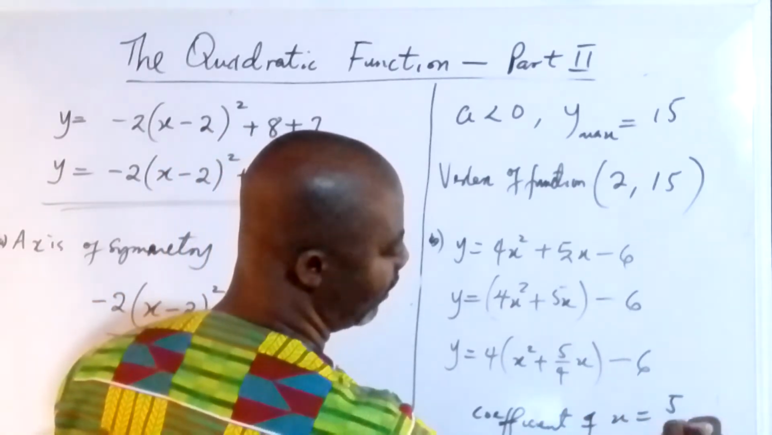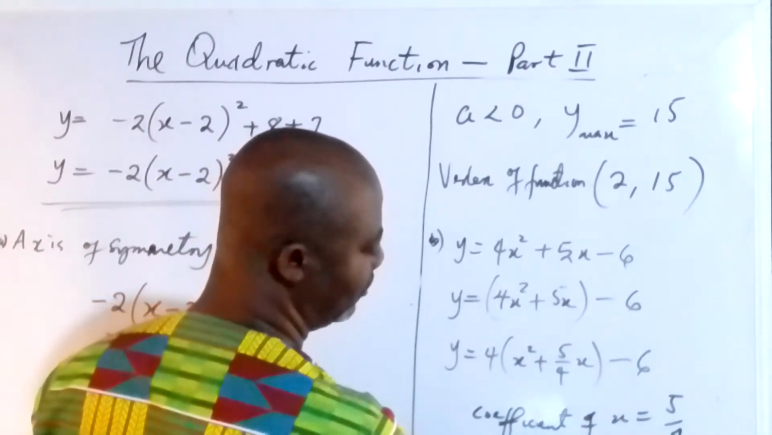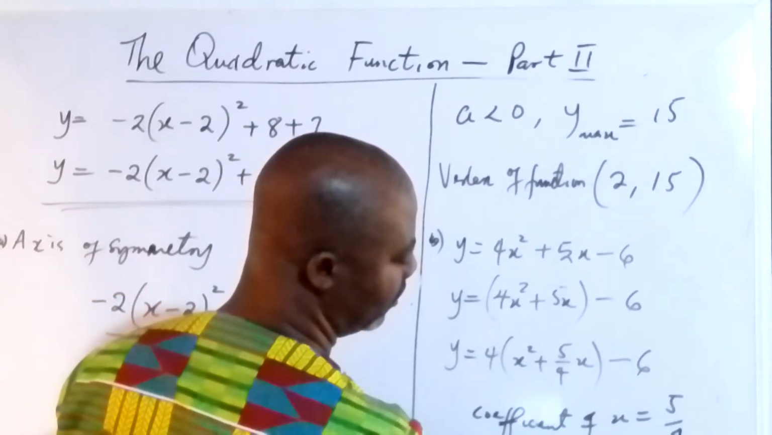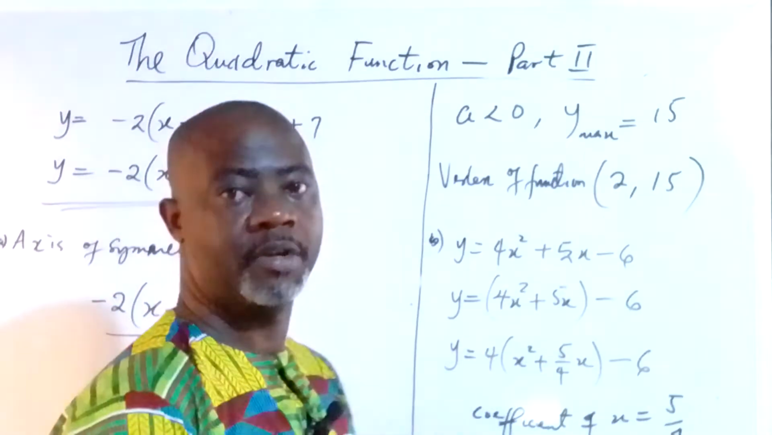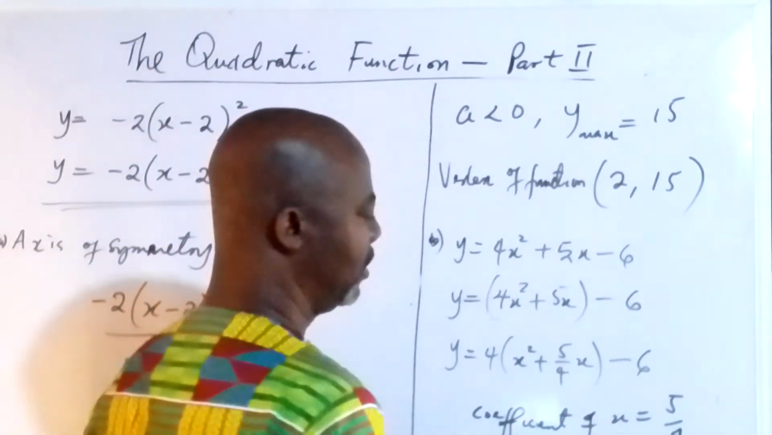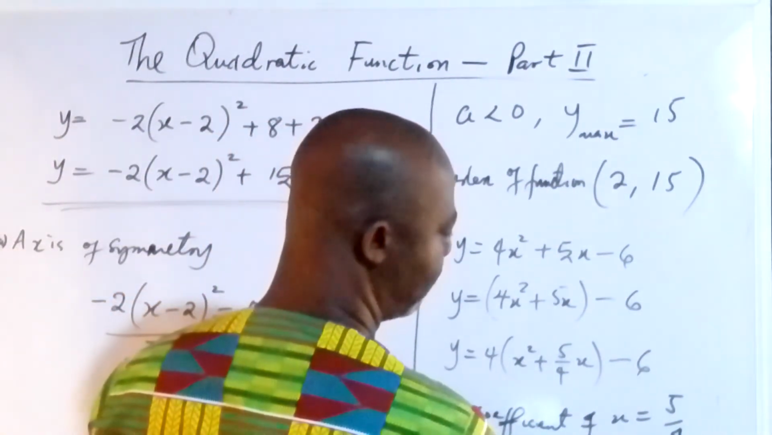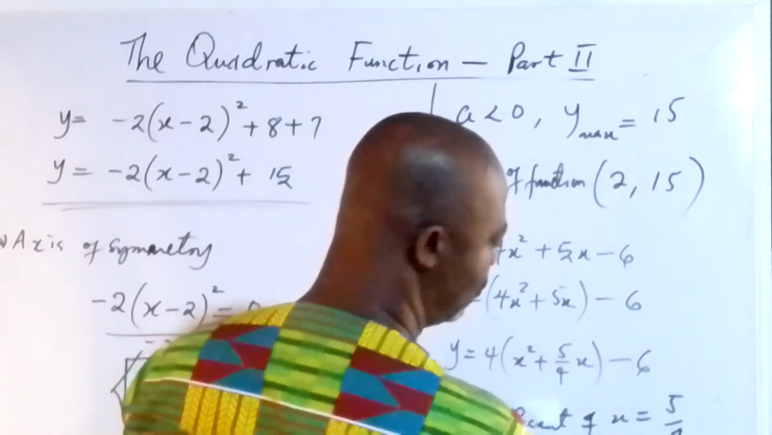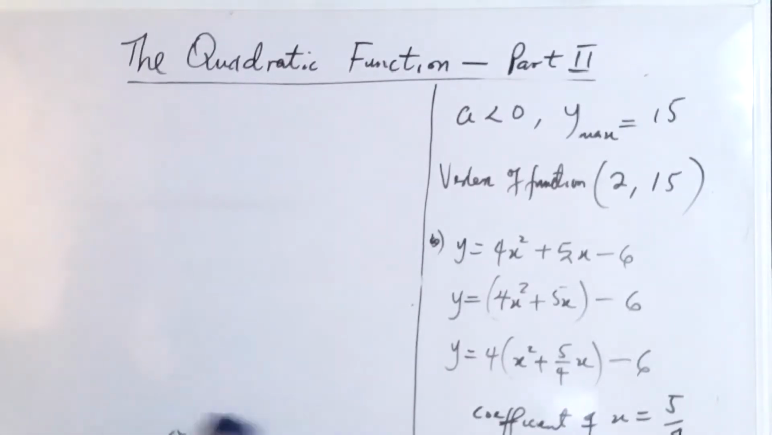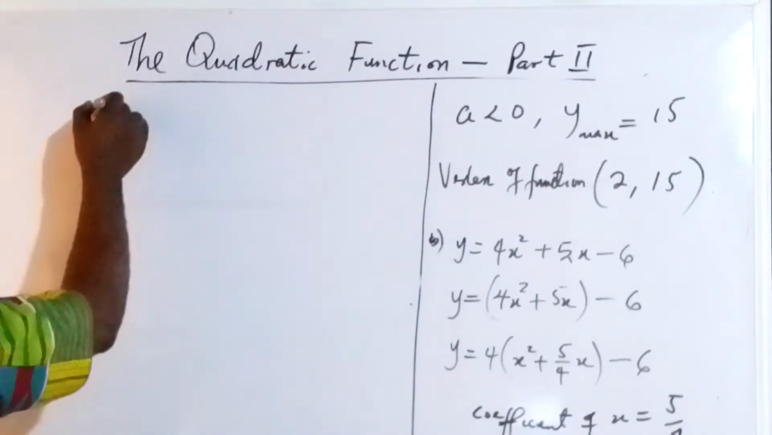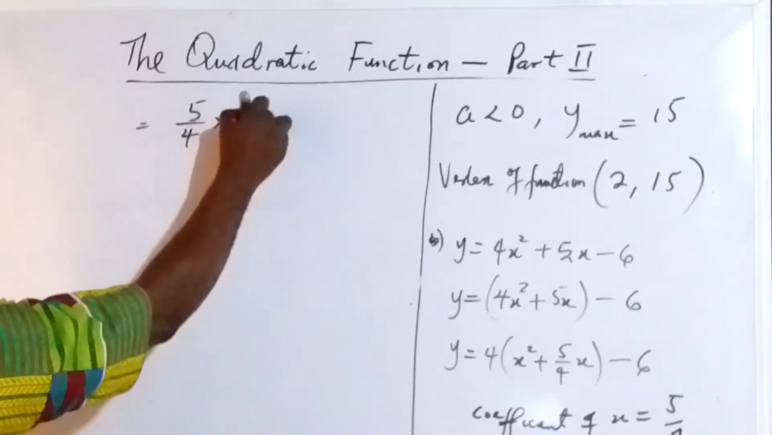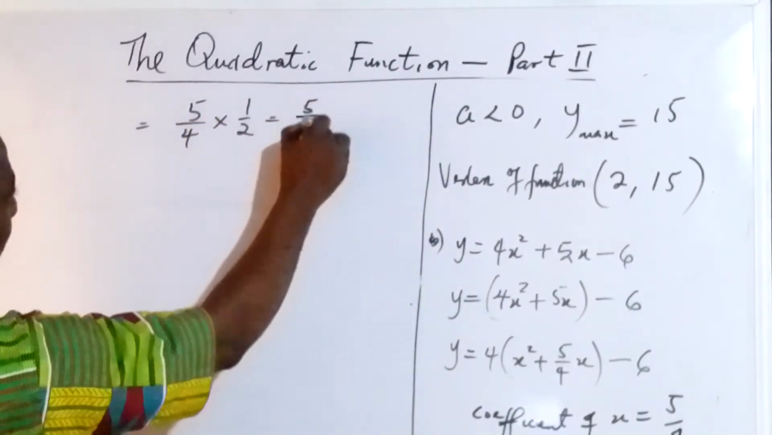Is 5 over 4, and then divide it by 2. That is 5 over 4 divided by 2. That should give us 5 over 8. Okay, once we divide that by 4, we have 5 over 4 divided by 2. That will give us 5 over 4 times 1 over 2, which will give 5 over 8.